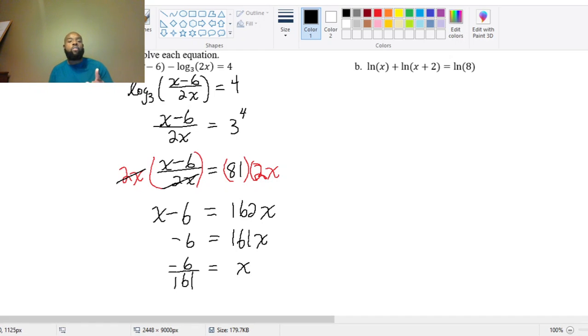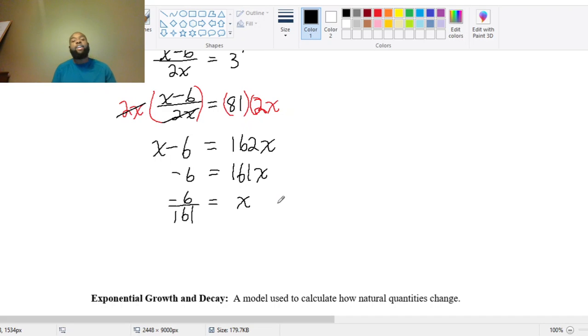Because negative 6 over 161 minus 6 is negative. And I can't take the logarithm of a negative number. And so since that would make this expression undefined, in fact, it would also make this expression undefined, I know that this is not my solution. And since that was my only possible solution, I know that this equation has no solution. So the solution set is the empty set.